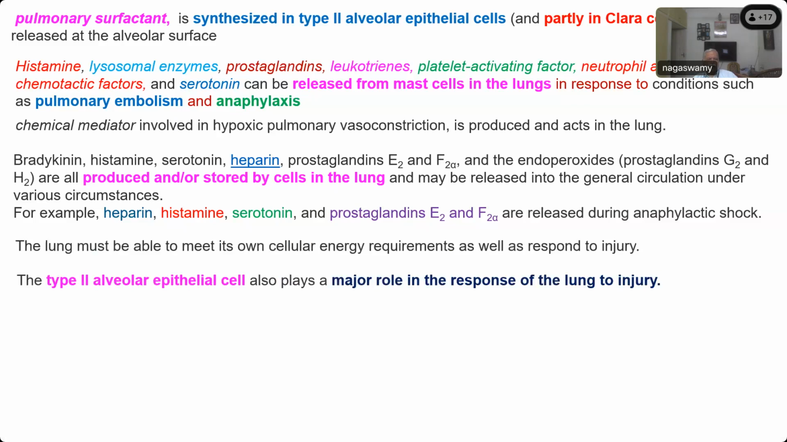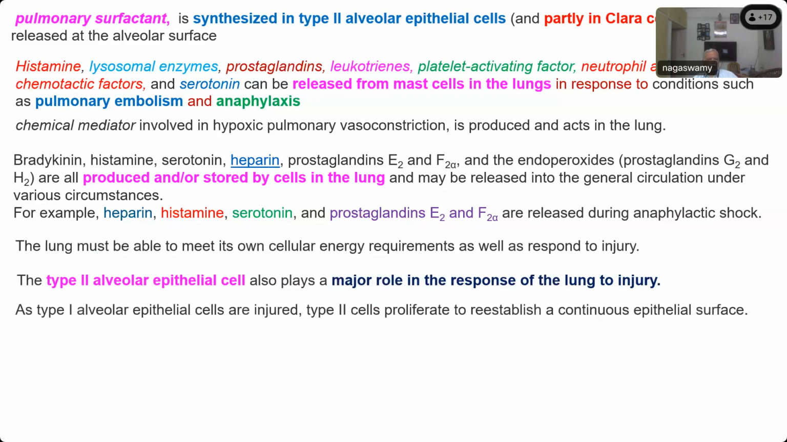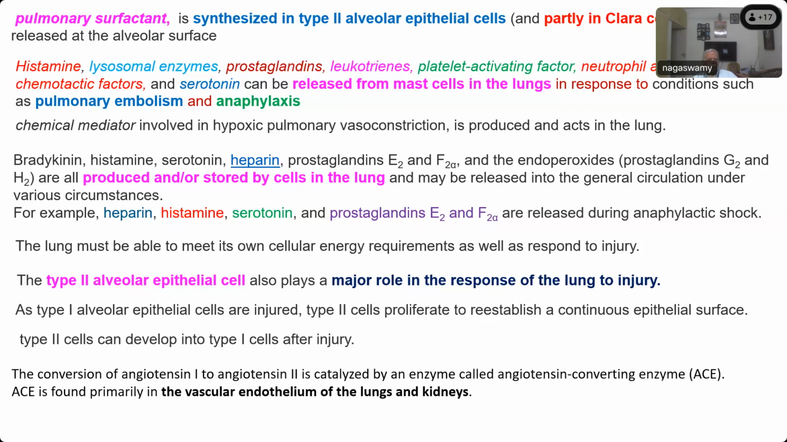So the type 2 alveolar epithelial cells play a major role in response to lung injury. As type 1 epithelial cells are injured, type 2 cells proliferate to re-establish a continuous epithelial surface for gas exchange. Type 2 cells can develop into type 1 cells after injury. So that is how the type 1 cells are replaced by type 2 cells by conversion. The conversion of angiotensin 1 to angiotensin 2 is catalyzed by an enzyme called ACE, that is angiotensin converting enzyme, and it is mainly found in the vascular endothelium of the lungs and the kidney.